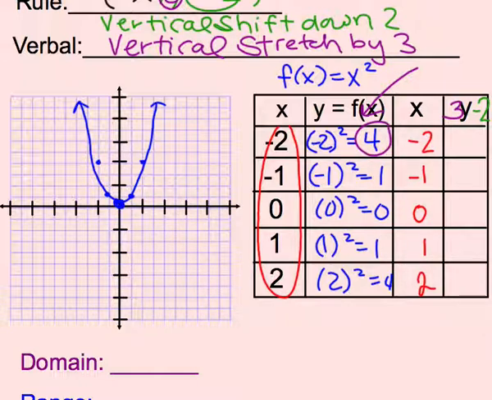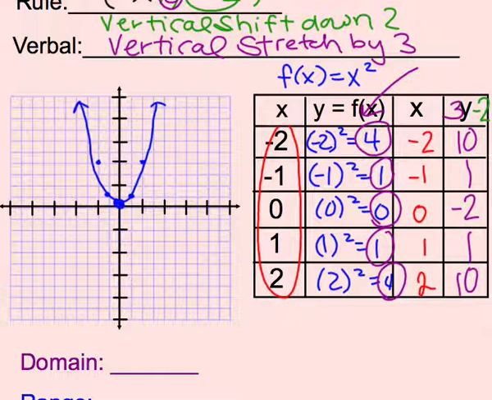So let's start with this one. 4 times 3 is 12, minus 2 is 10. And the next one. 1 times 3 is 3, minus 2 is 1. This one. 3 times 0 is 0, minus 2 is negative 2. This one. 3 times 1 is 3, minus 2 is 1. Last one, 4 times 3 is 12, minus 2 is 10.